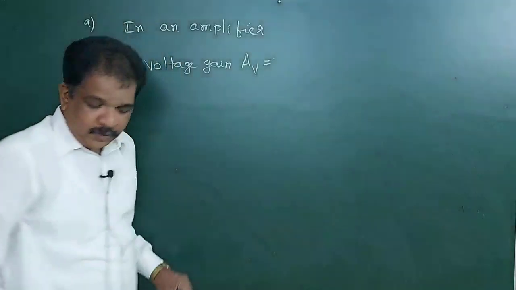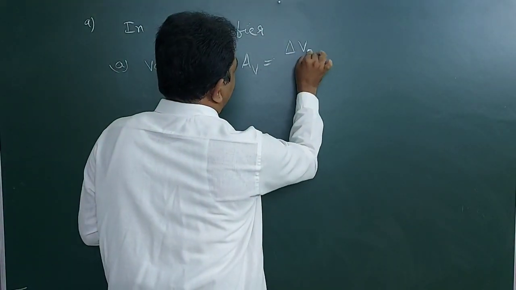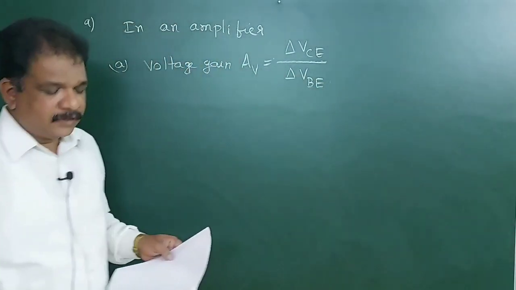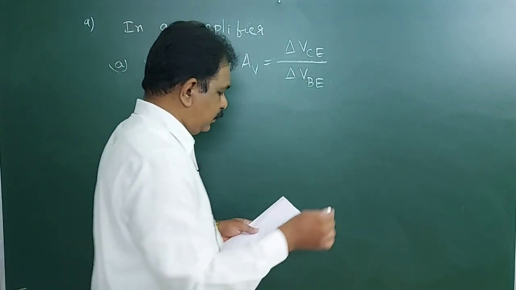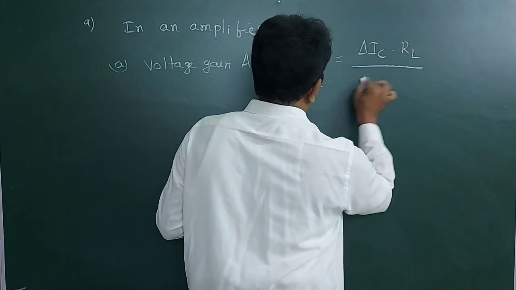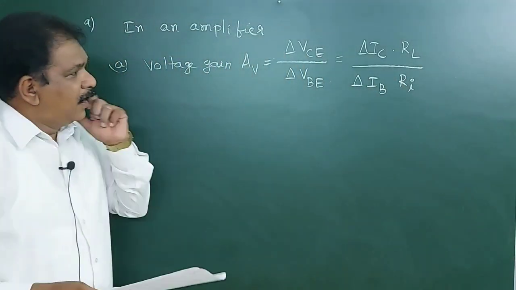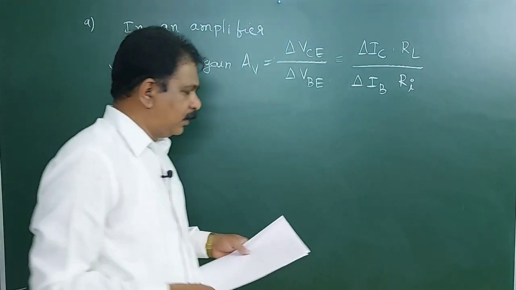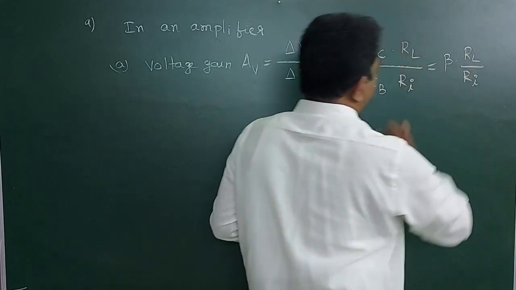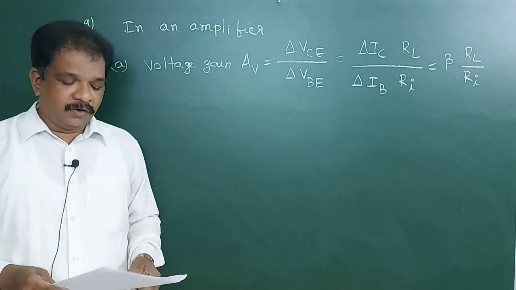AV is equal to, what is the formula? Delta VCE by delta VBE. This is the formula for voltage gain. This value is delta IC into RL, delta IB into RI, we will write. IC by IB value will be equal to beta. So this is beta into RL by RI. RI will be input resistance, RL will be output resistance.